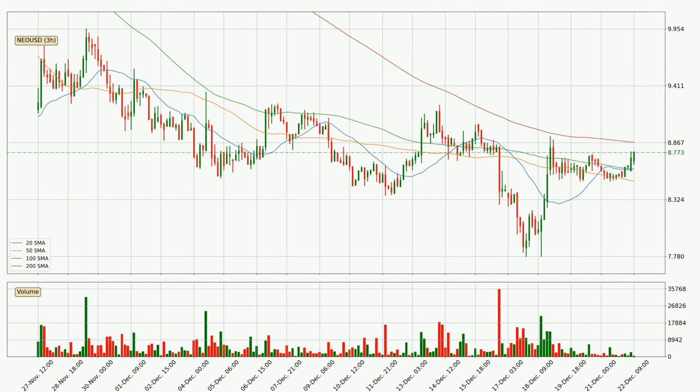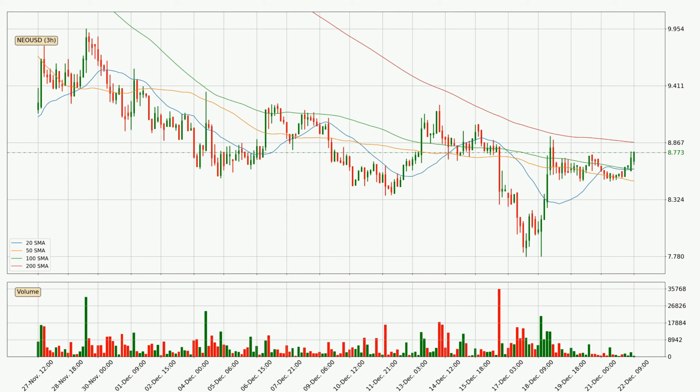Looking at the 3-hourly simple moving averages, at the moment, the price is between the 20 and the 200 SMA. If the price bounces off the 20 SMA, which is currently at 8.62, it could be seen as a support, and the 200 SMA, that is at 8.87, could be perceived as a resistance to the upside.